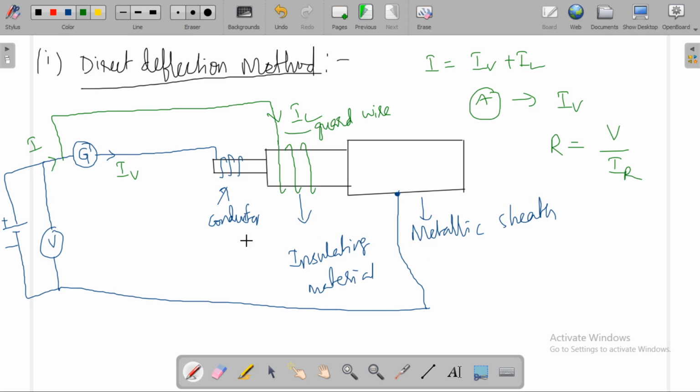This is about the direct deflection method. In order to find the high resistance, we take the voltmeter reading and the ammeter reading. The voltmeter reading divided by the ammeter reading gives the measured resistance value.